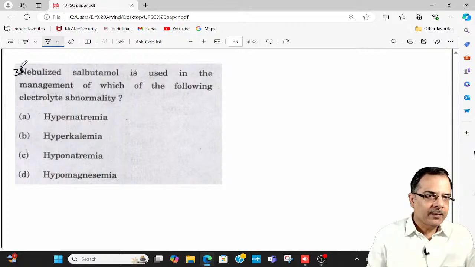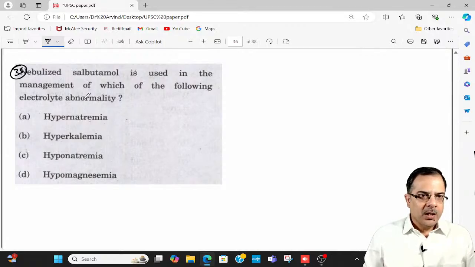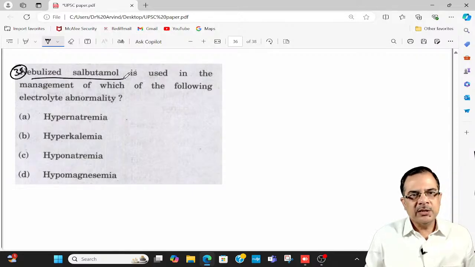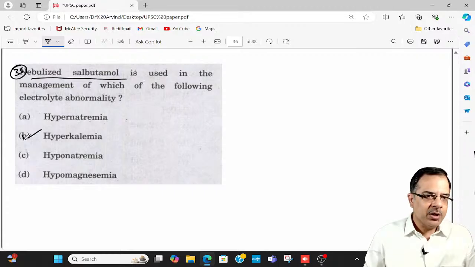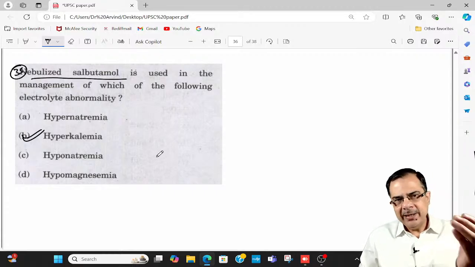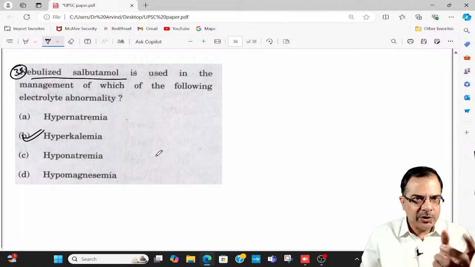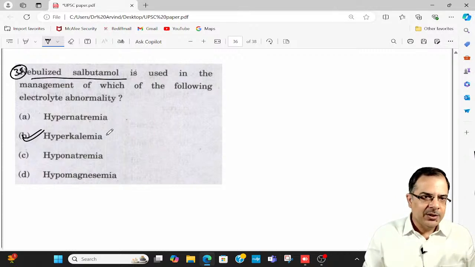35. Nebulized salbutamol is used in the management of which of the following electrolyte abnormalities? So we have just discussed nebulized salbutamol is used for hyperkalemia. It causes the intracellular shifting of potassium from blood into the cells. So answer is B option here.